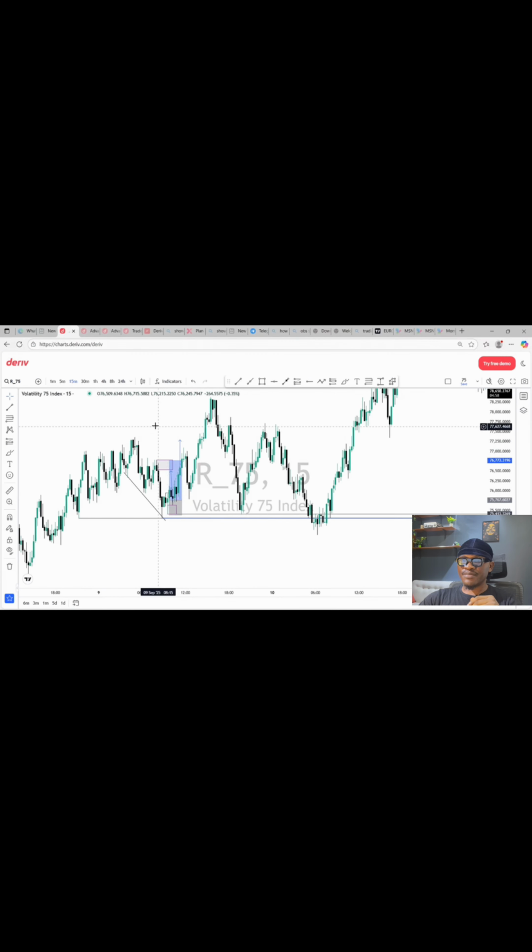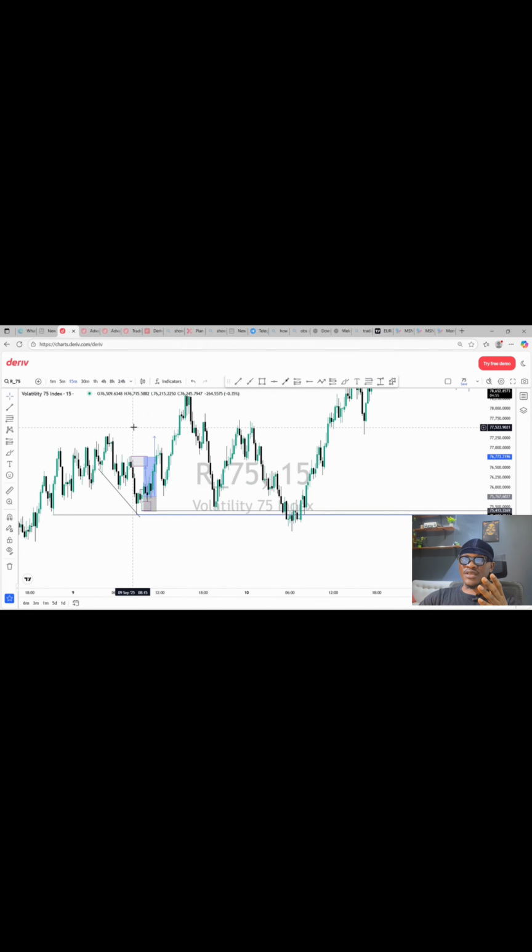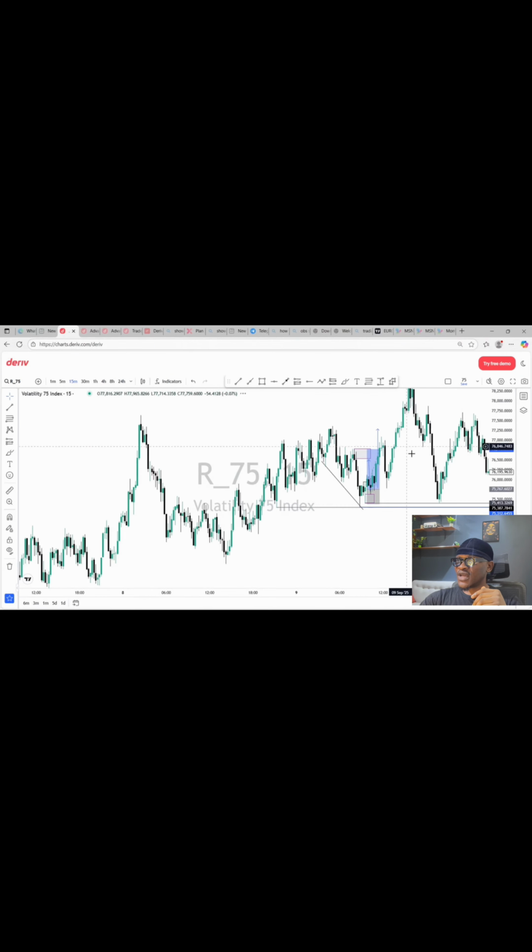I wish there was a playback feature on the deriv.com TradingView, but we don't have that, so we're just going to manage this. I'm going to just go back to the setup. This is it, and I'll explain how we came up with an entry. We entered around this axis, and then we rode all the way to the top.